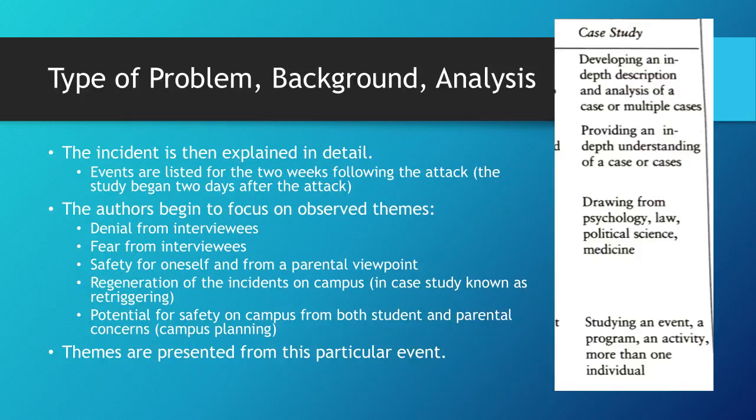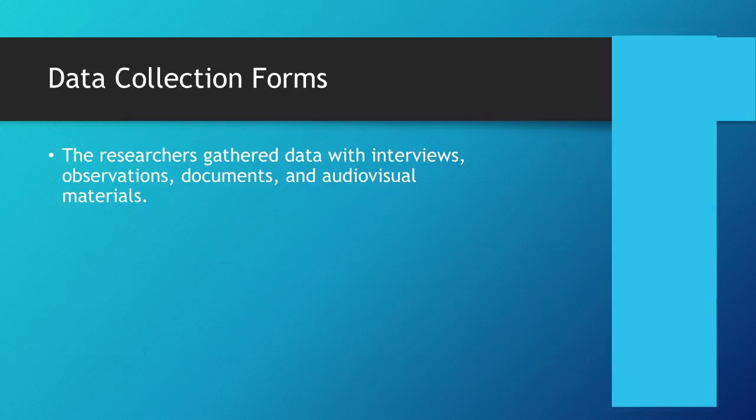And then the idea of, will this stem some regeneration of incidents on campus? In the study, they refer to this as retriggering. And then the potential for safety on campus from both student and parental concerns. So is this a campus planning that the entire administration needs to focus in upon? Themes are basically presented from this one particular event.